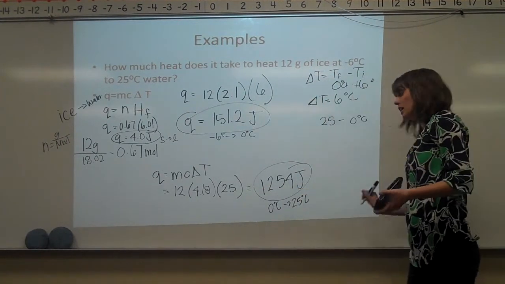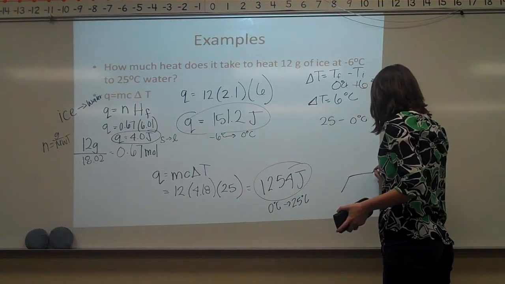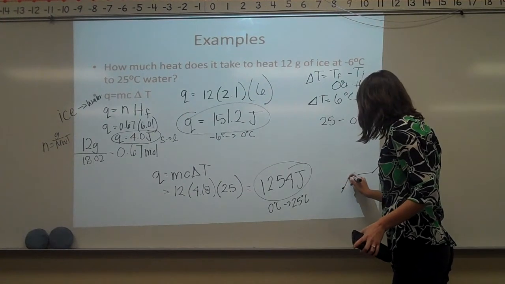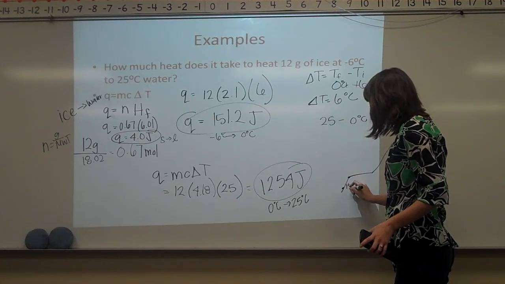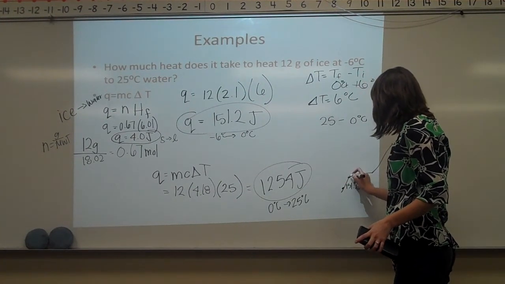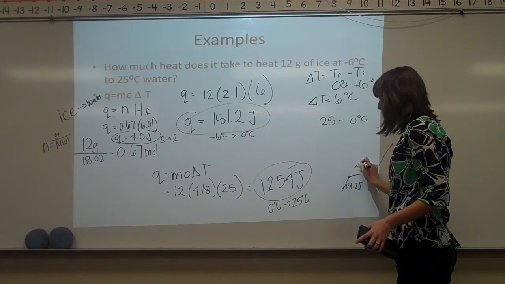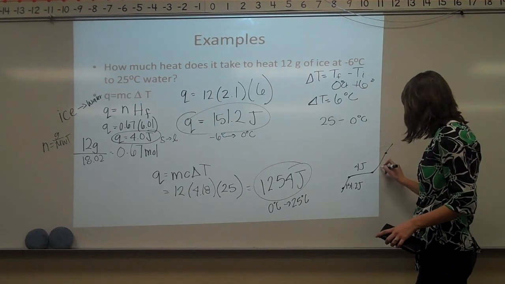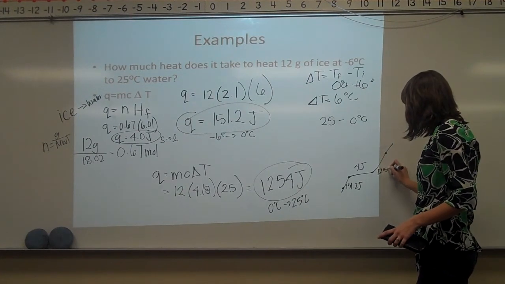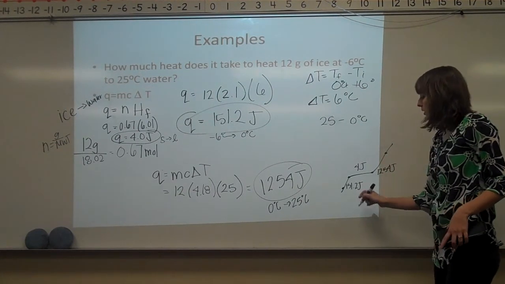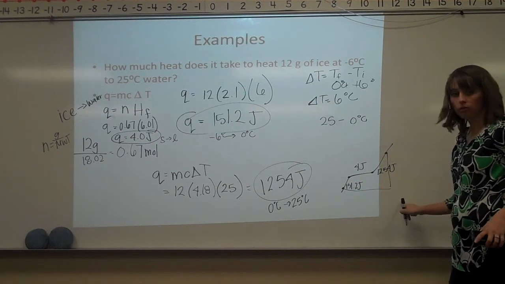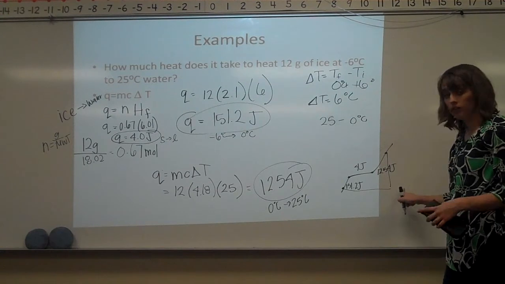Again, on our phase diagram chart, you have to take into account all of these steps. From here to here, we used 151.2 joules. From here to here, we used 4 joules. And from here to here, to get to 25 degrees Celsius, we used 1,254 joules. Now we want to know what the total was between these two, so we're going to add all of the different numbers up.